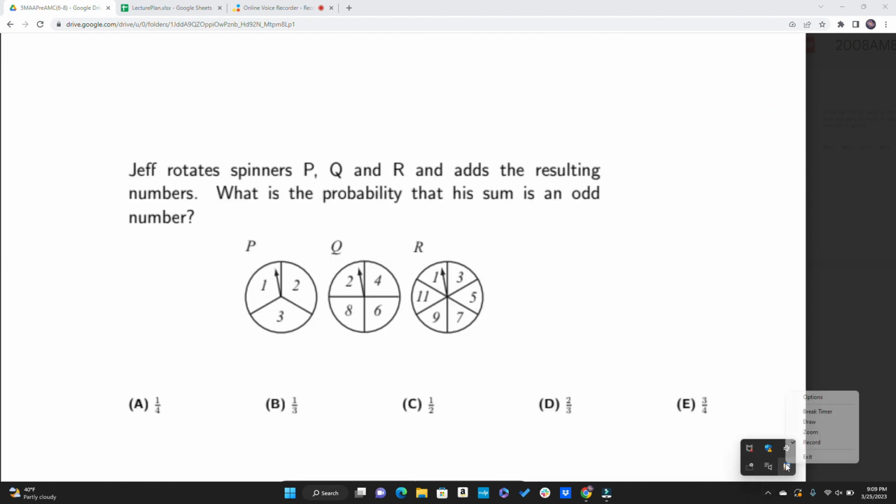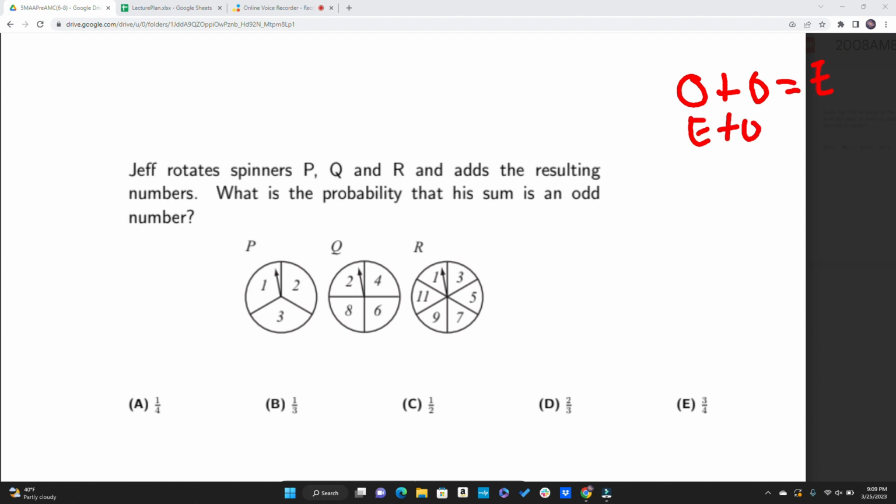Jeff rotates spinners and adds the resulting numbers. What is the probability that his sum is an odd number? Alright, let's draw out a chart. Odd plus odd is even. Even plus odd is odd. Odd plus even is odd. Even plus even is even.